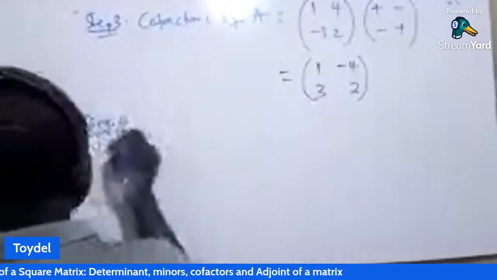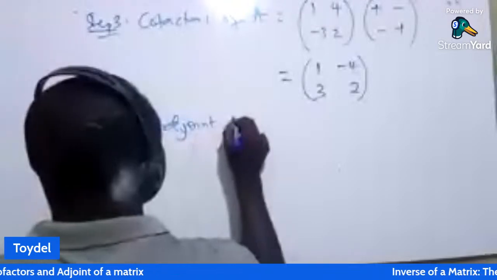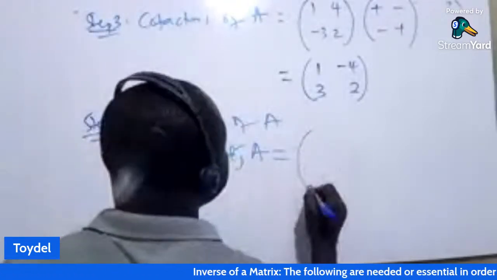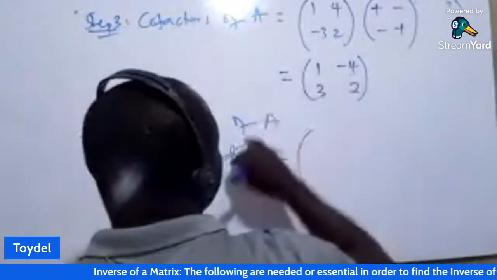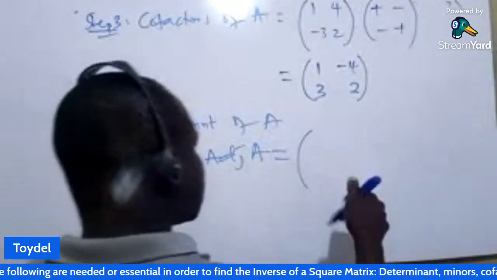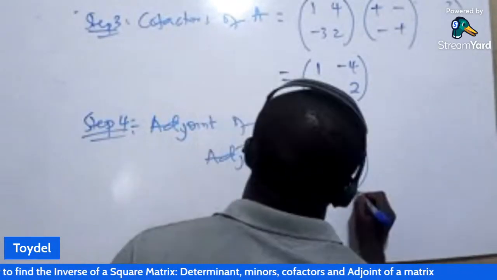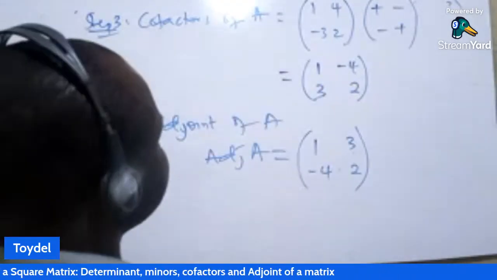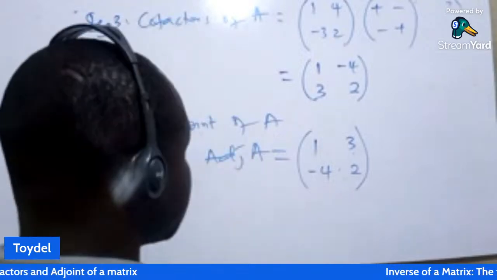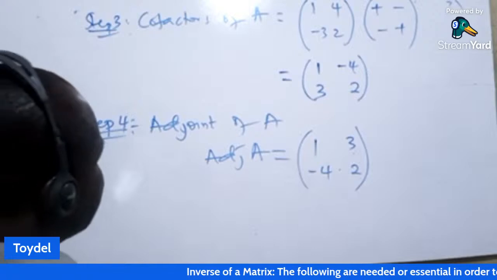Then step 4 is to find the adjoint of A. So the adjoint of A simply means when we transpose the cofactor, that is first row to first column, the second row to second column. So if we do that, we are going to get 1, minus 4, then 3, 2. So this is the adjoint of A. Adjoint of A simply means we transpose the cofactor. Of course, when we transpose a matrix, we interchange rows to columns, and that's what we have done here.